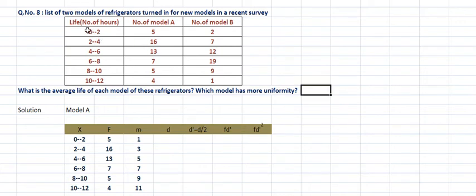So from here to here is one question, that is class intervals and frequency, and this class interval is the same for this frequency. So you need to solve it two times. What do you have to solve? The question is like this. What is the average life of each model of these refrigerators? So you need to find the average, which means arithmetic mean. Which model has more uniformity? That means you need to find the CV, right?